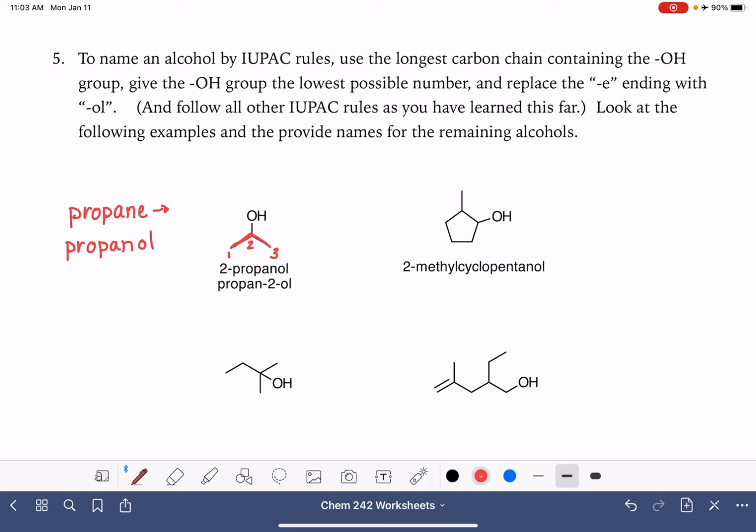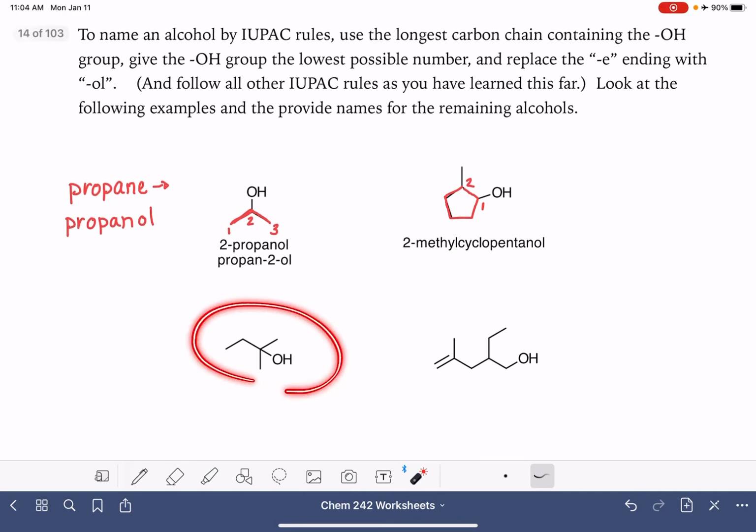For cyclics, we do the exact same thing. We find the longest carbon chain that contains the OH group. We number the ring so that the OH group has the smallest possible number, and then we continue numbering clockwise or counterclockwise to give the rest of our substituents the smallest possible number. This is a cyclopentane. As an alcohol, it's a cyclopentanol, and there's a methyl group on carbon number 2. Remember, with cyclics, it's not necessary to locate the position of the OH group, so we don't have to say 2-methyl-1-cyclopentanol. That would not be necessary.